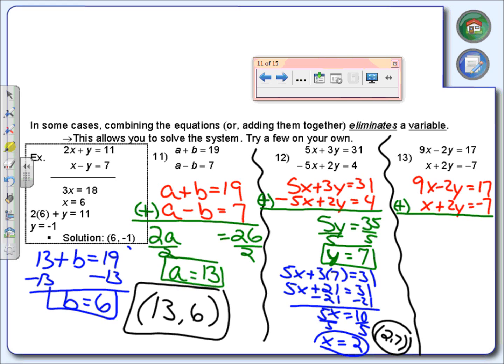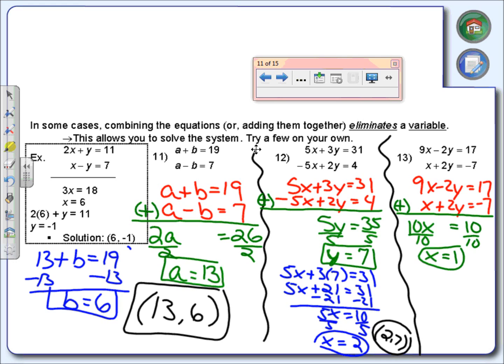So if we add them together, 9x plus 1x is going to give us a 10x. Negative 2y plus 2y is 0. 17 plus a negative 7 is a 10. Divide by 10, so the value of x is 1. So we know what x is, we know it's 1. So we're going to take that 1 and we're going to plug it in for one of those x's. All right, so where are we going to stick it? We're going to the first equation or the second equation.